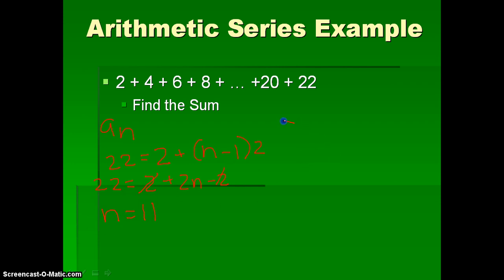So you go over here and you do S sub n equals 11 over 2 times 2 plus 22. 11 divided by 2 is 5.5, and 22 plus 2 is 24. So when you work that out, the sum of that arithmetic series equals 132.